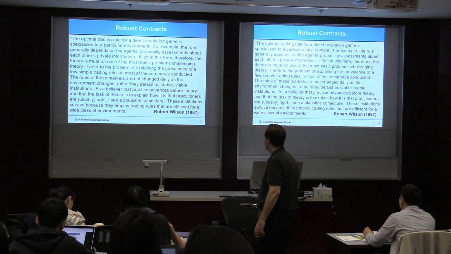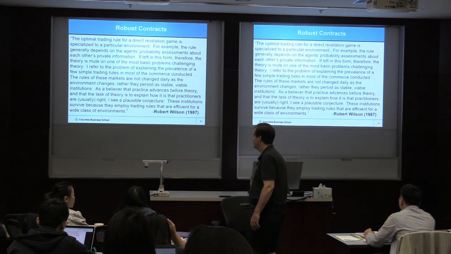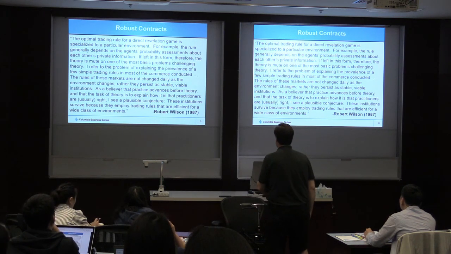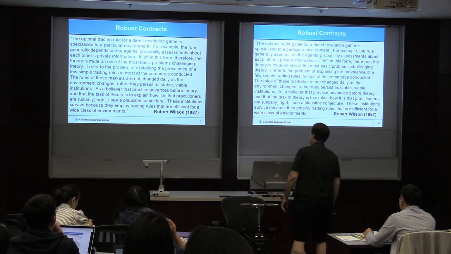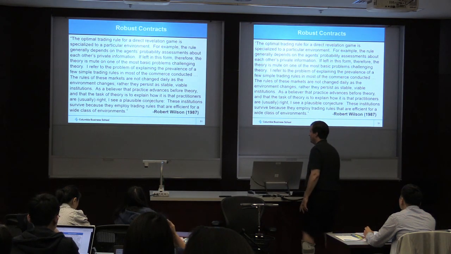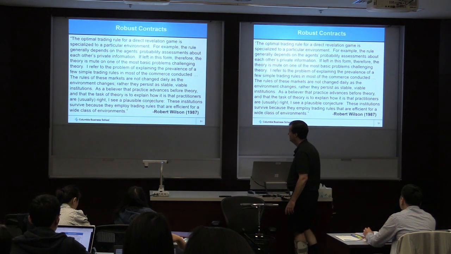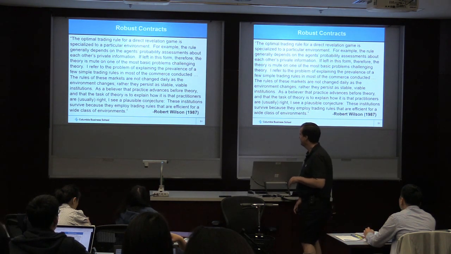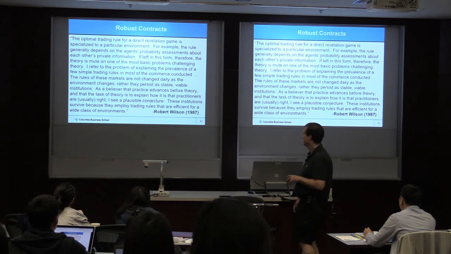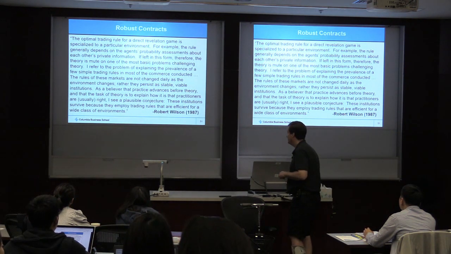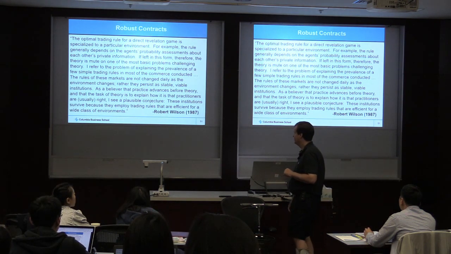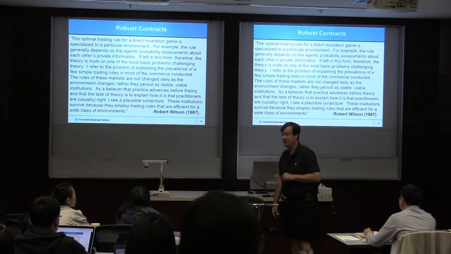generally depends on the agent's probability assessment about each other's information. If left in this form, therefore, the theory is mute on one of the most basic problems challenging theory. I refer to the problem of explaining the prevalence of a few simple trading rules in most of commerce conducted. The rules of these markets are not changed daily as the environment changes. Rather, they persist as stable, viable institutions. As a believer, so here's the positive theory side, as a believer that practice advances before theory, and that the task of theory is to explain how it is that practitioners are usually right, I see a plausible conjecture. These institutions survive because they employ trading rules that are efficient for a wide class of environments.